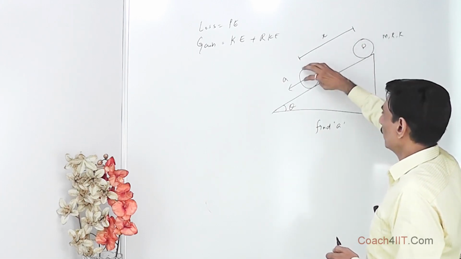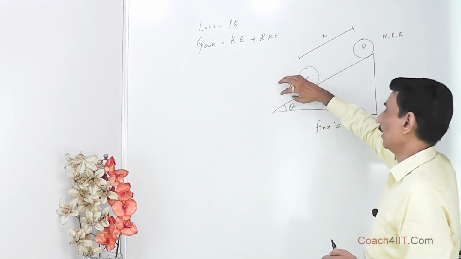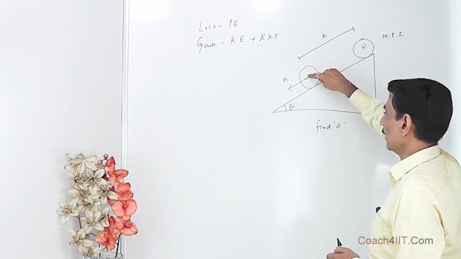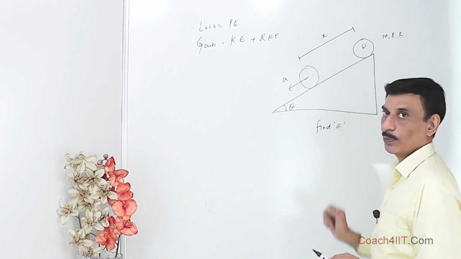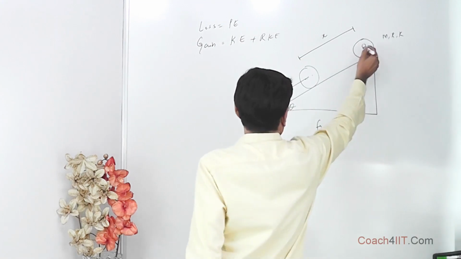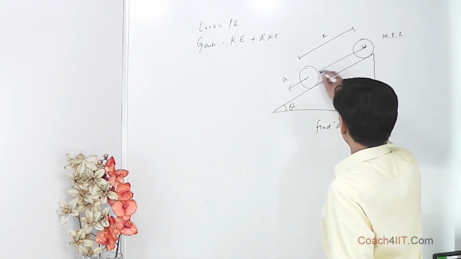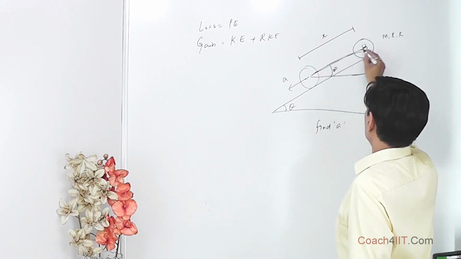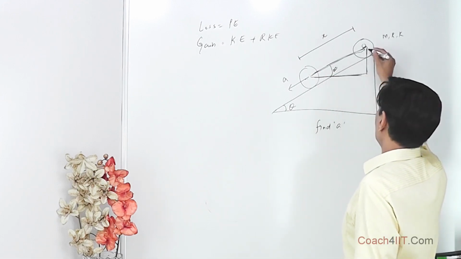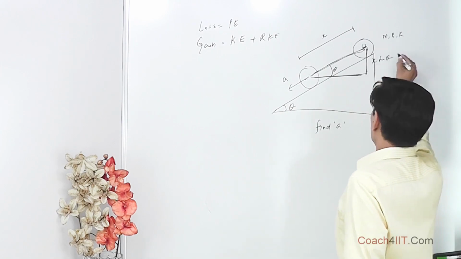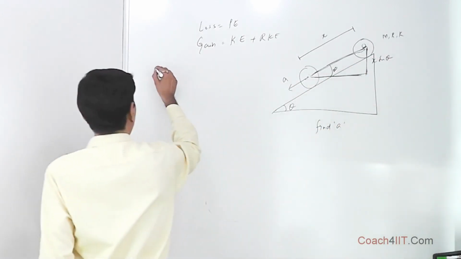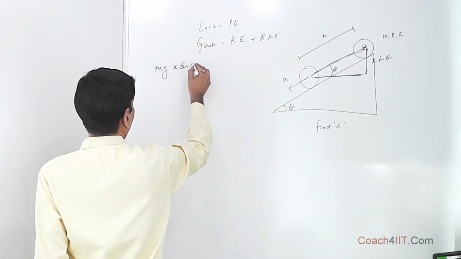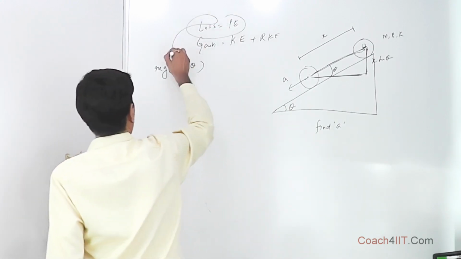So when it comes over here, it has a translational kinetic energy that is half mv square. Apart from this, it has a rotational kinetic energy about this axis O, that is half I omega square. If this goes through a distance x, and this is theta, then the height lost is x sin theta. So the potential energy lost is mgh, that is mg x sin theta.